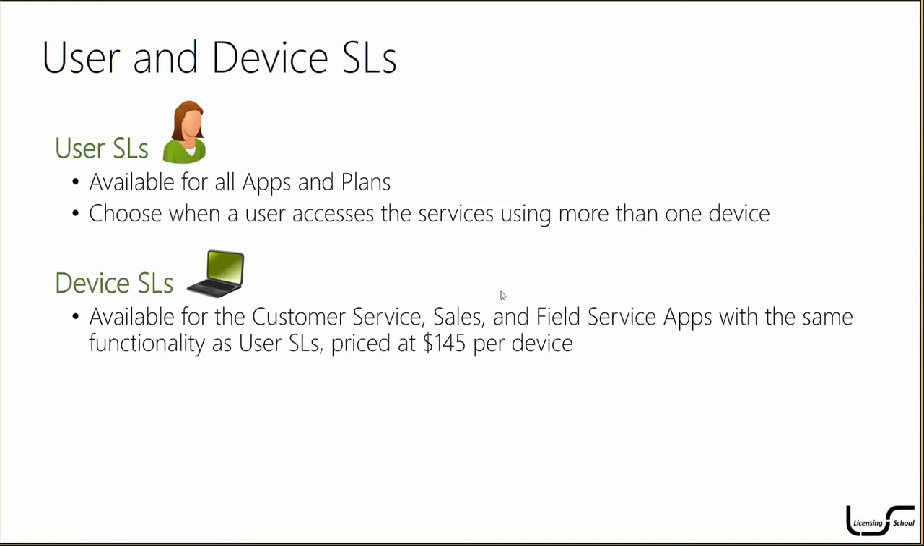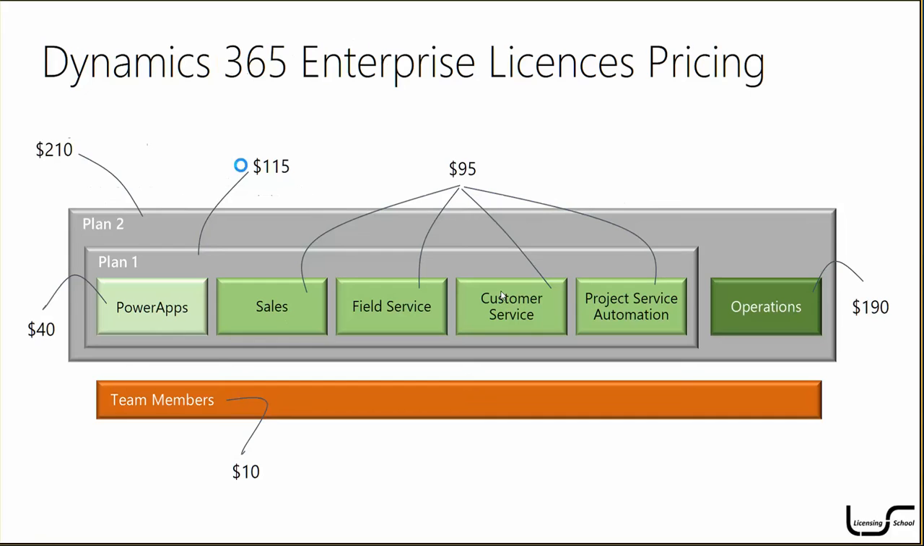So let me just go back to the diagram again. For these three apps, I could choose to license them per user, or I could buy device subscription licenses. The device subscription licenses are more expensive, and you can imagine why, in the sense that when I have one device, lots and lots of users could access it, so I do pay a premium, $145, when it's a device license for these things. But one of the important things is to know that the functionality is the same.